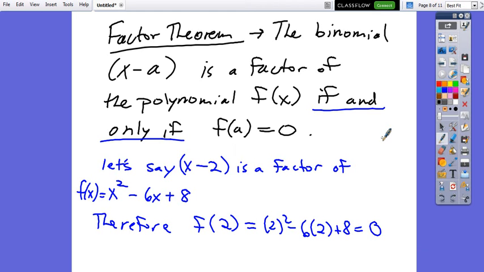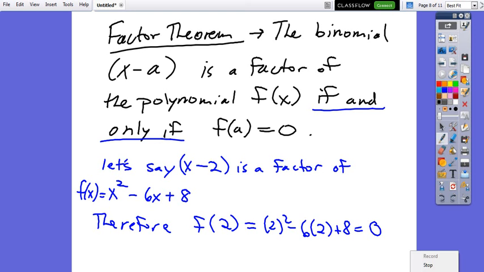So let's say that x minus 2 is a factor of this polynomial. Therefore, f of 2, when I take the opposite of negative 2, which is 2, and plug it into the function, I should get 0 if x minus 2 is a factor. And it is. So that's all the factor theorem says. It goes right along with the remainder theorem where I can plug that value in and get the remainder. Now, is the remainder always going to be 0 if it's not a factor? No. But if I'm dealing with a factor and I take that a value and I plug it in, what will the remainder always be? 0.